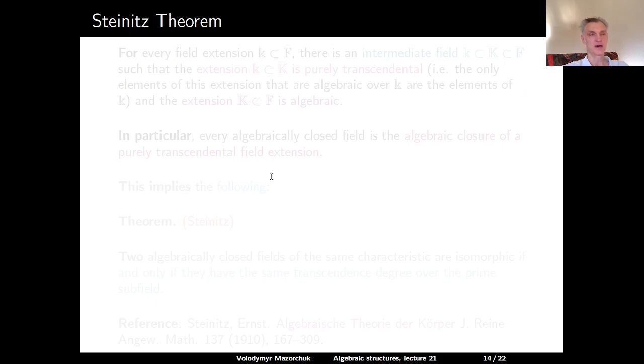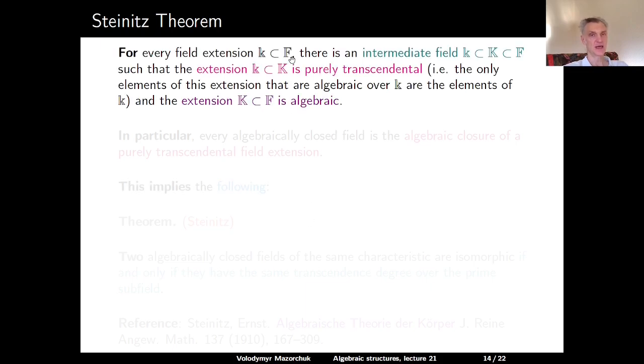Now we come closer to formulation of a very interesting structural theorem about field extensions, which is called Steinitz theorem. So for every field extension K inside F, there is an intermediate field, capital K, greater than little k, smaller than capital F, such that the extension of little k inside capital K is purely transcendental. So this means that the only elements of this extension that are algebraic over the smaller field are the elements of the smaller field. And the second extension of capital K inside capital F is algebraic.